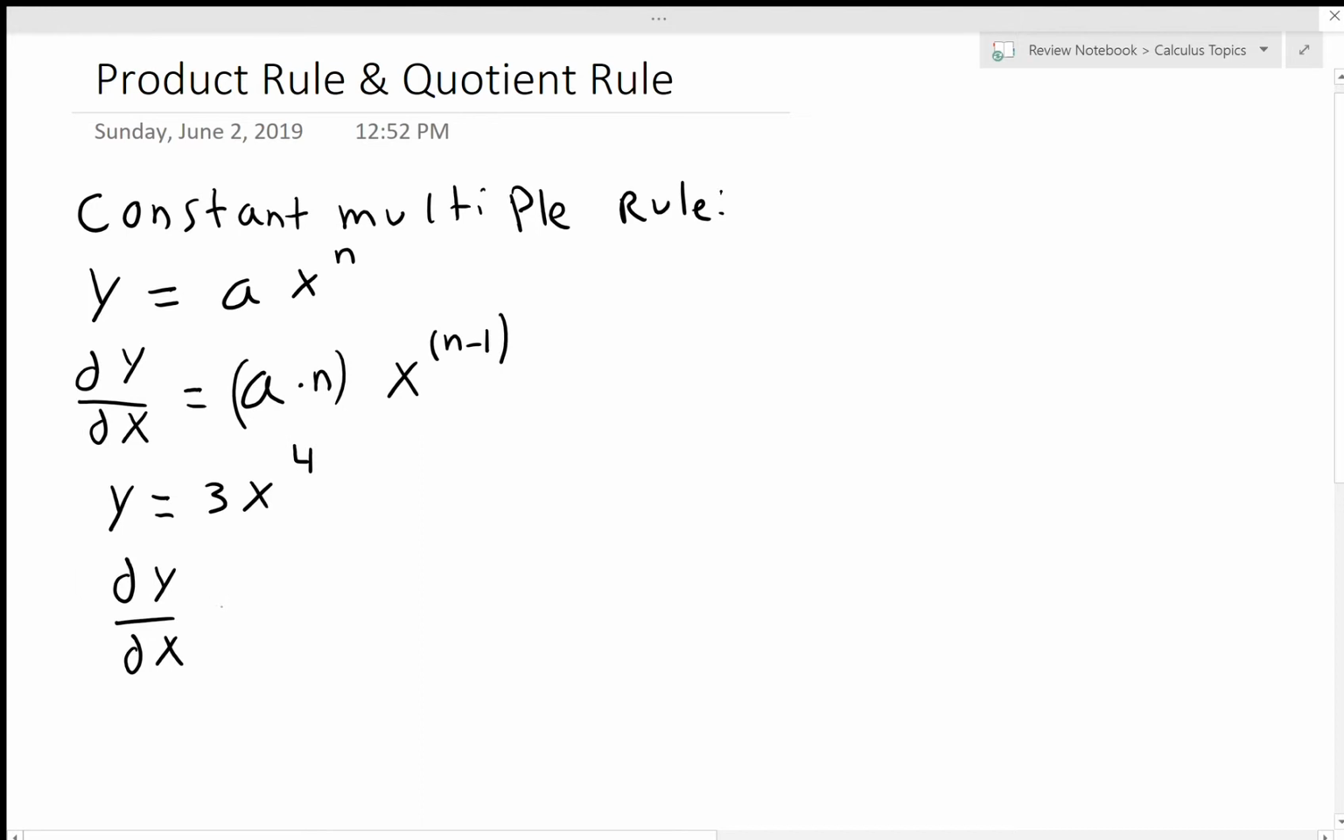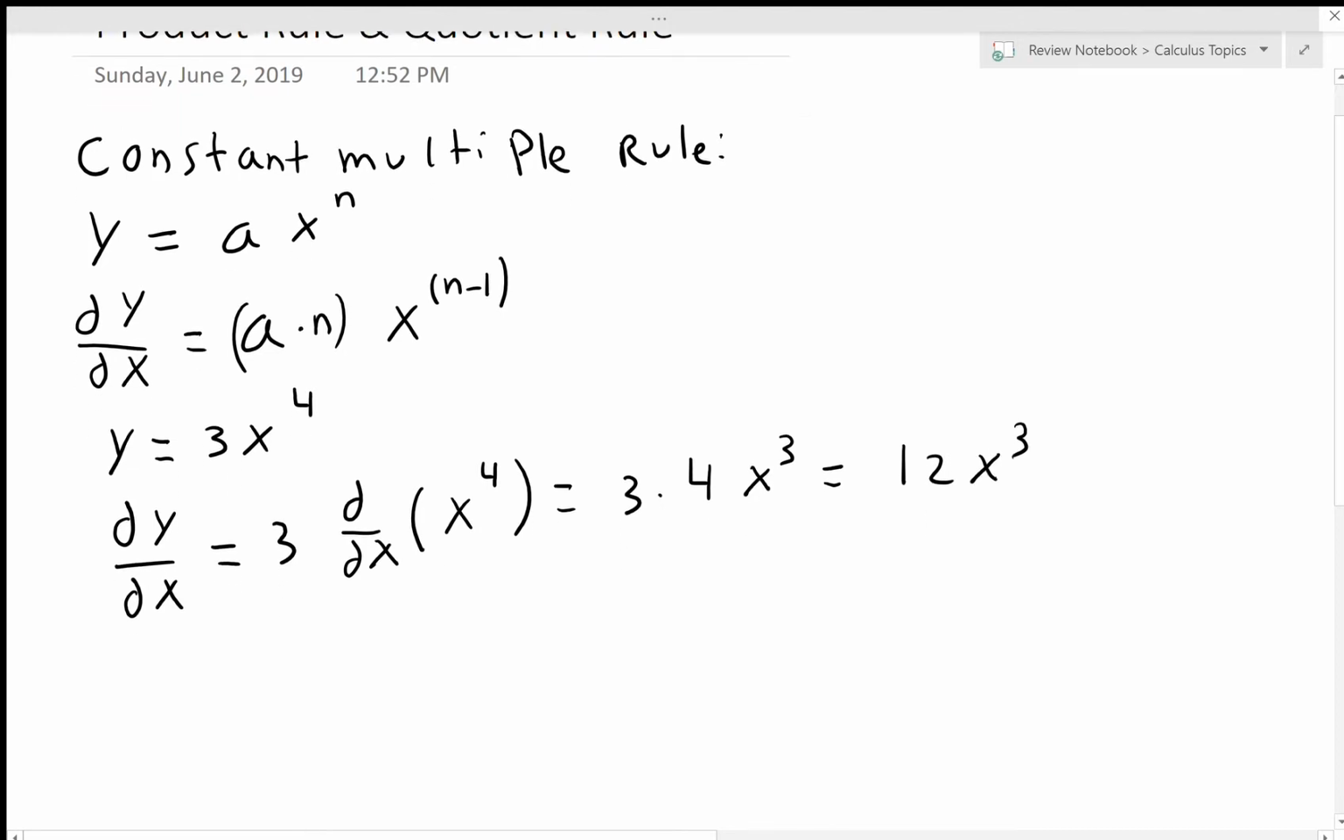So dy over dx equals 3. Don't worry about it, we'll just multiply by it later. And then we get the derivative of x to the 4th, which we know would be 4 goes into the front, 3 times 4, x to the 4 minus 1, which is 3. And 3 times 4 is 12x to the 3rd. We might need that a little later.